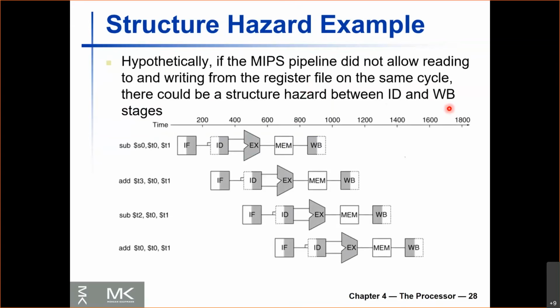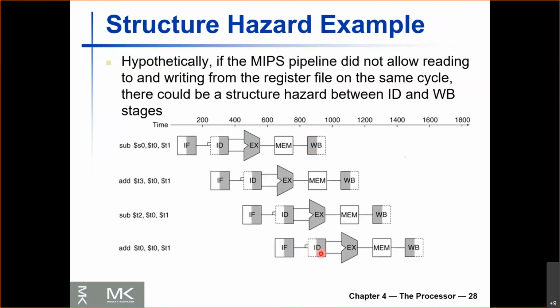So for example, over here, if I have a subtract instruction that writes back here on the 5th cycle, then when I come to execute the later instruction, this add instruction over here is supposed to execute instruction decode, so it's supposed to read from the register file on the 5th cycle. However, if I was not able to read and write from the register file on the same cycle, then this subtract instruction will be writing to the register file on this cycle. So the add instruction will not be able to do instruction decode here.